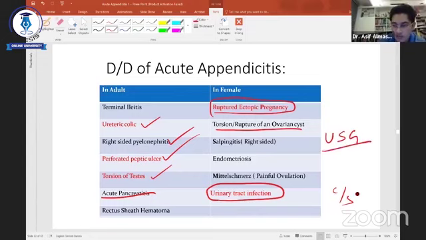Do a urinalysis as well for this patient. Very important in case of a female patient. Make sure you always take a history, the menstrual history. Very, very important in female patients.